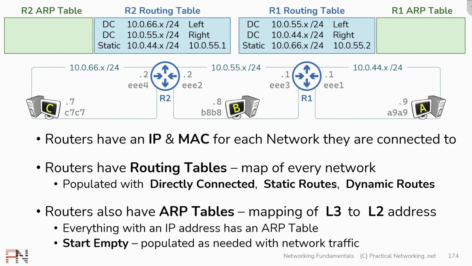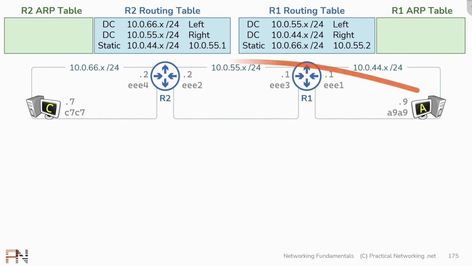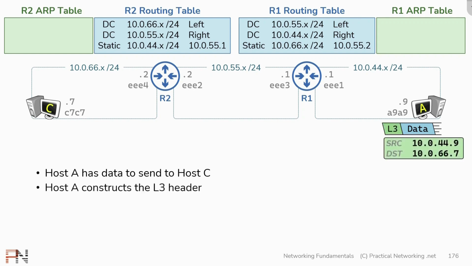We're going to show you how router 1 and router 2 use their routing tables and ARP tables in order to get a packet all the way from host A through both of these routers to host C. It's going to start with host A having some data it needs to send to host C. Host A knows the IP address it's trying to speak to, so it's able to construct a layer 3 header that's going to include a source IP address of host A and a destination IP address of host C.